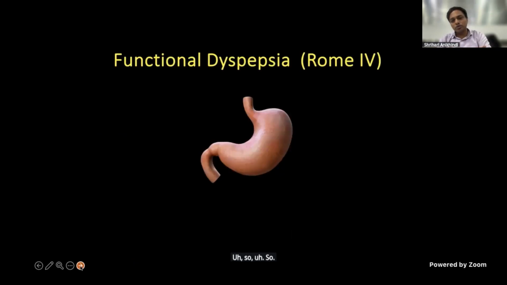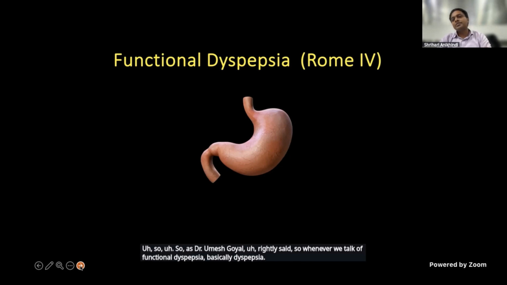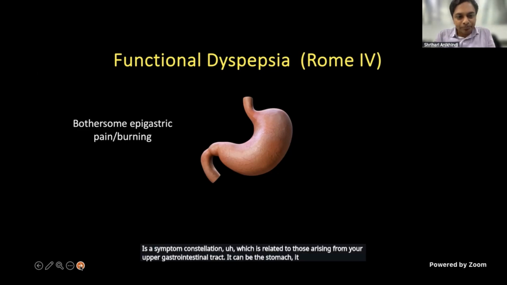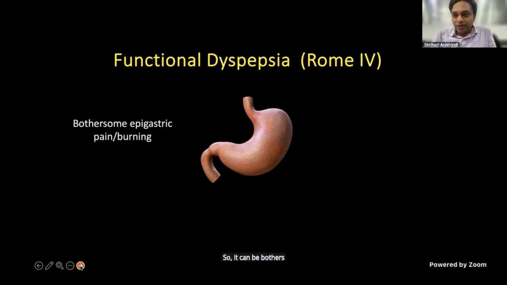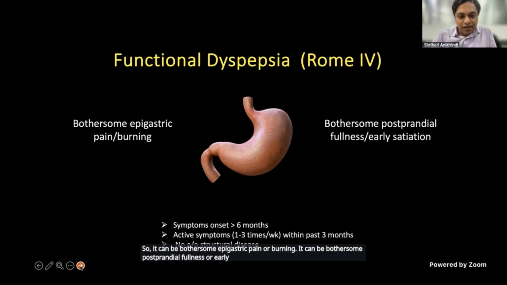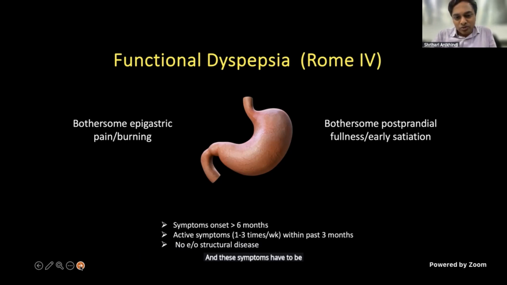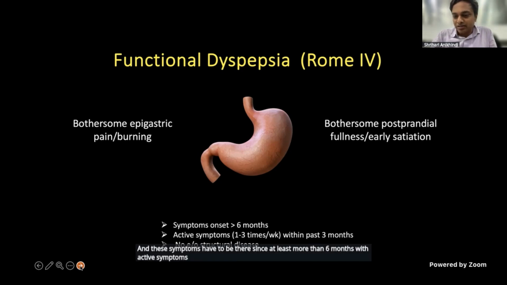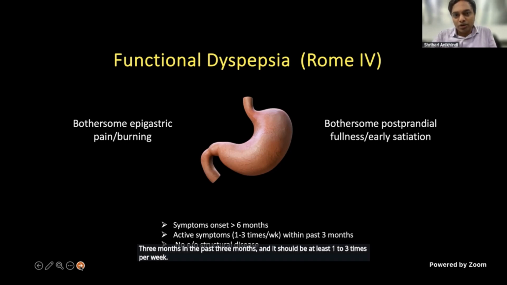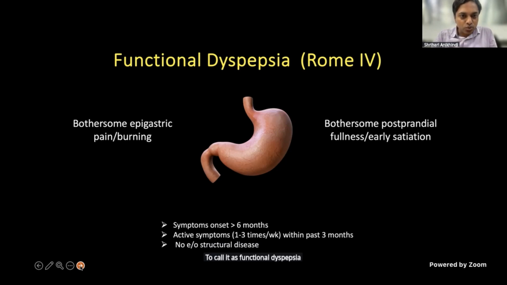As Dr. Umesh Goyal rightly said, whenever we talk of functional dyspepsia, dyspepsia is a symptom constellation related to those arising from your upper gastrointestinal tract. It can be the stomach, it can be the duodenum. It can be bothersome epigastric pain or burning, or bothersome postprandial fullness or early satiety. These symptoms have to be there for at least 6 months, with active symptoms in the past 3 months, at least 1 to 3 times per week, obviously without any evidence of structural disease, to call it functional dyspepsia according to Rome 4.